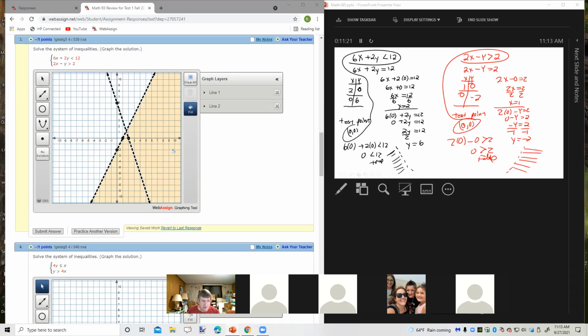So for the line 1, which was the black information over here, it would be here and here. For line 2, which was the red one, it would be here and here. So where do those overlap? They overlap down there. If I take this piece and put it with this piece, they overlap down there. So let's see if that's correct.